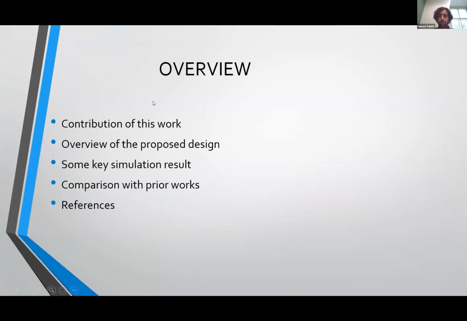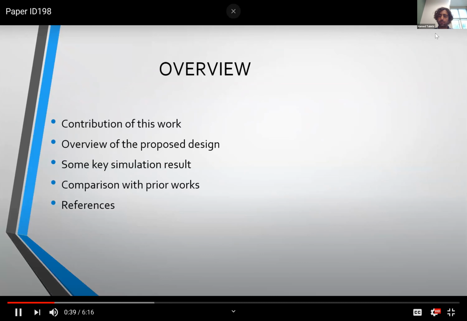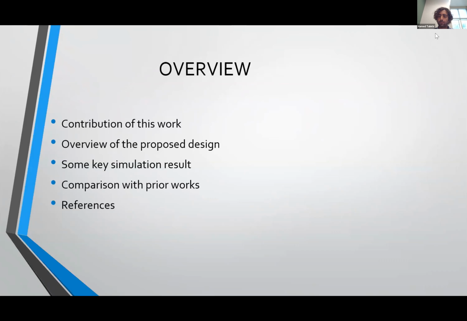This is the overview of our presentation. First, we'll talk about the contribution of this work, then the overview of the proposed design, some key simulation results, then the comparison with the prior works.